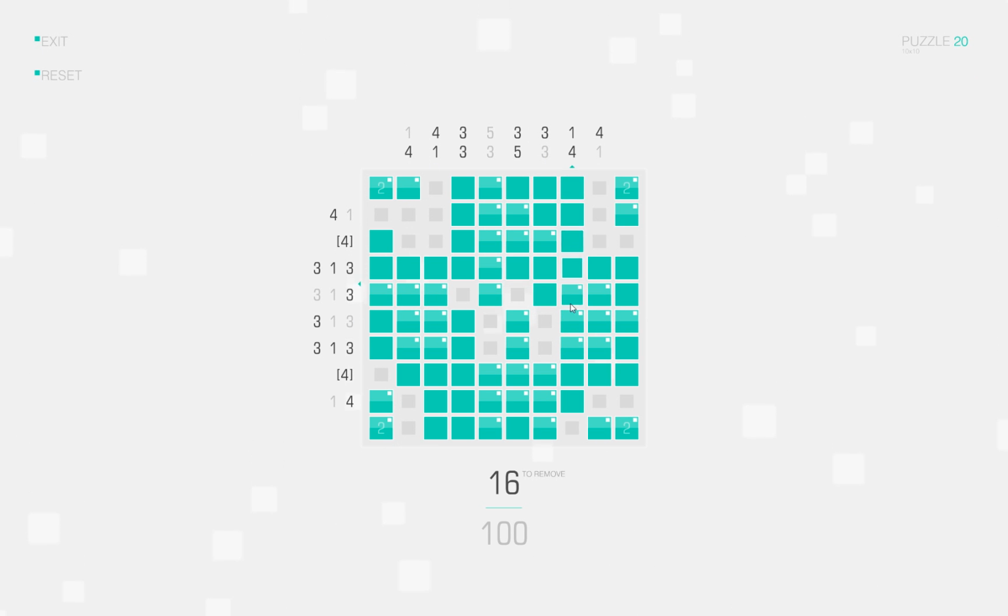Here we have 1 and 4. This is the 4. It can go there or it can go there, so it cannot go there. The 1 can go anywhere.